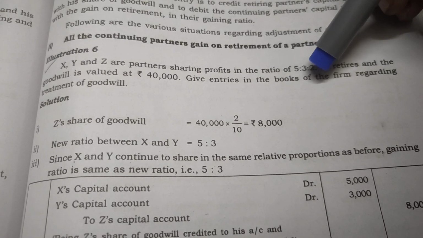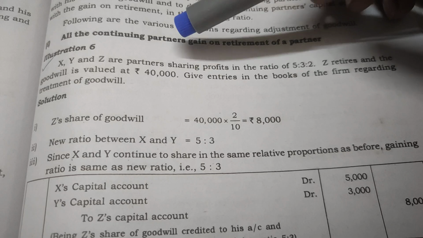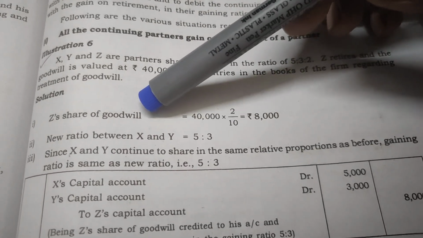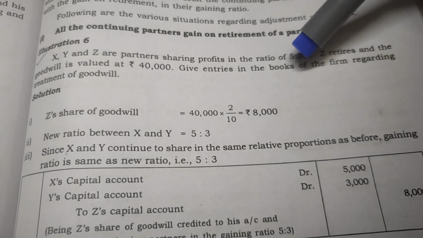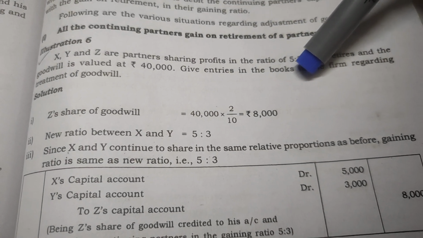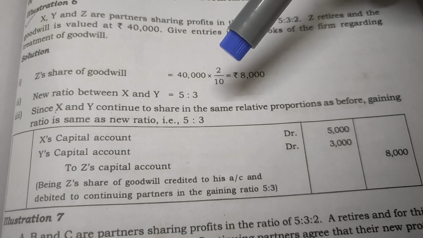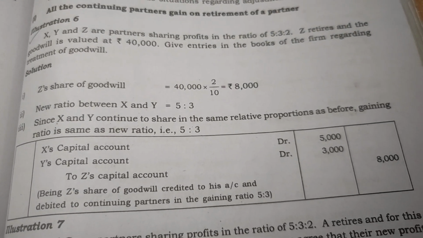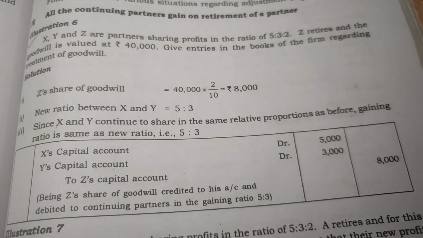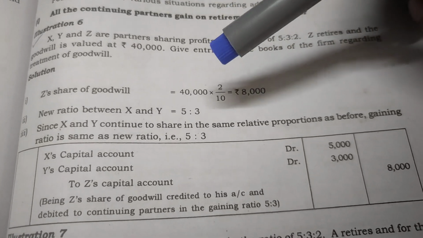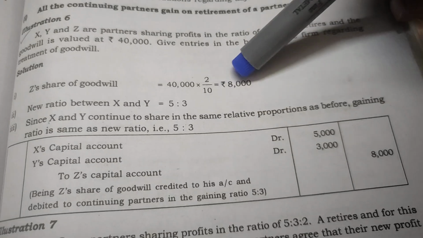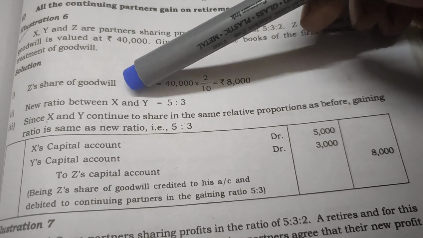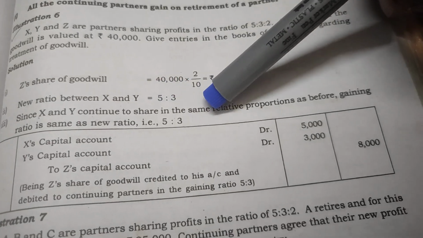Here the share of Z is excluded. So the new ratio between X and Y will be 5:3. Since X and Y continue to share in the same relative proportion as before, the gaining ratio is the same as the new ratio, that is 5:3. So this 8,000 is given to Z by the partners X and Y in the ratio 5:3.